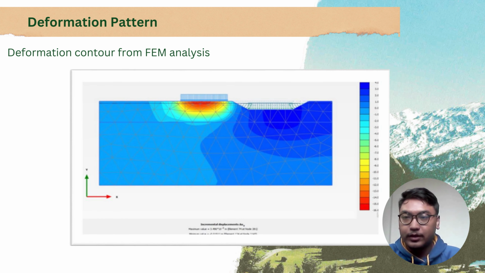Yes, we're still in the deformation pattern. This is the deformation contour from FEM analysis. As we can see in this figure, the deformation contour of the soil layer was shown. It also shows consolidation phase 3 for case 20. The maximum value of its incremental displacement was 3.496 times 10 meter, and the minimum value of the incremental displacement was negative 0.01511 meter. So that's all for me.